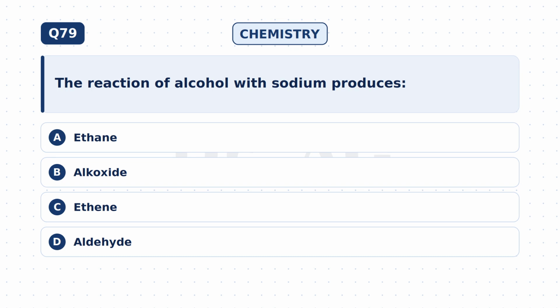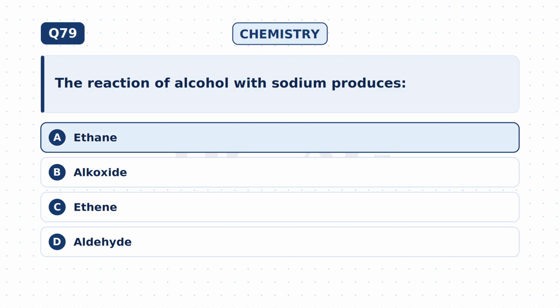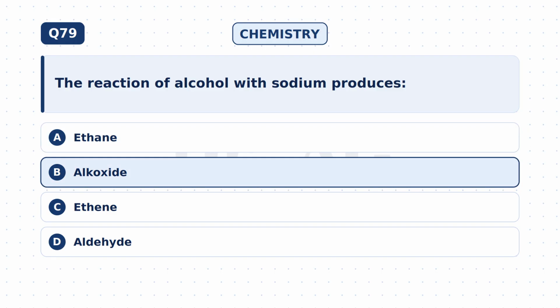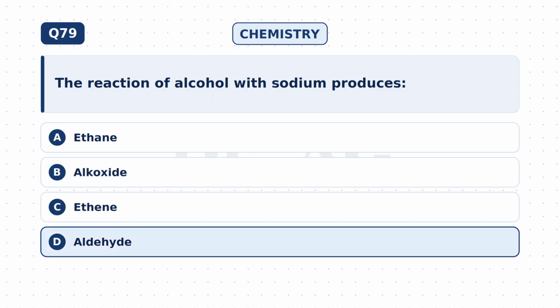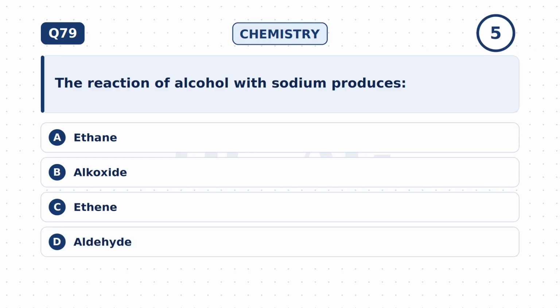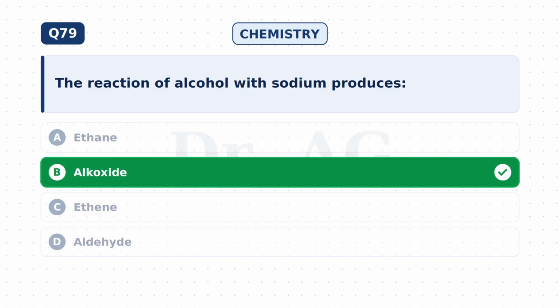Question 79. The reaction of alcohol with sodium produces Option A, ethane. Option B, alkoxide. Option C, ethene. Option D, aldehyde. The correct answer is B, alkoxide.